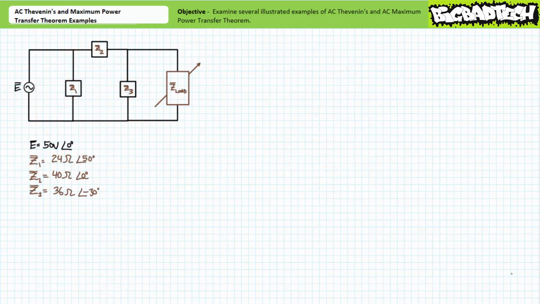Our second illustrated example problem features a series parallel combination of 4 elements. The first element, Z1, is a complex impedance of 24 ohms at an angle of 50 degrees. The second element, Z2, is a complex impedance of 40 ohms at an angle of 0 degrees. Our third impedance, Z3, is a complex impedance of 36 ohms at an angle of negative 30 degrees. Our fourth element is our variable load impedance, Z load. The voltage source has an effective value of 50 volts at an angle of 0 degrees.